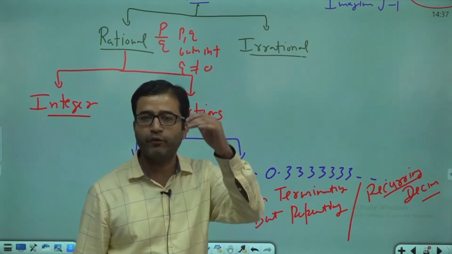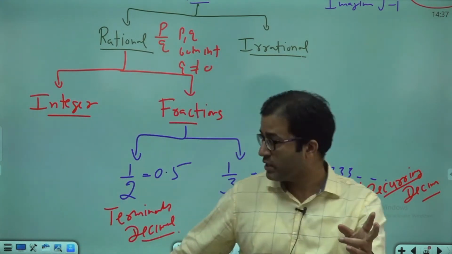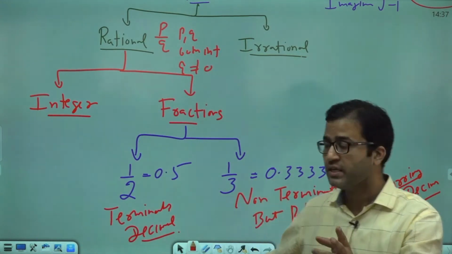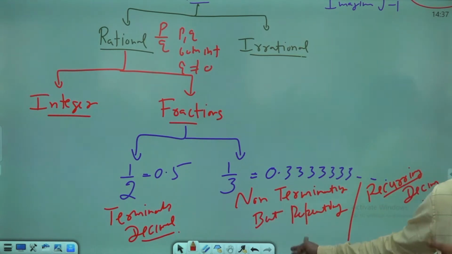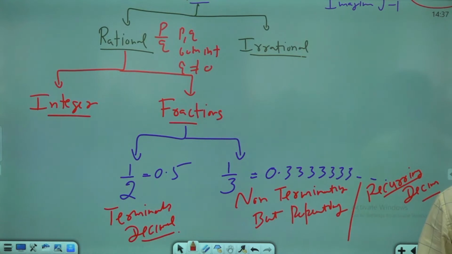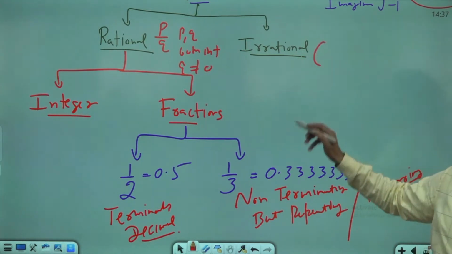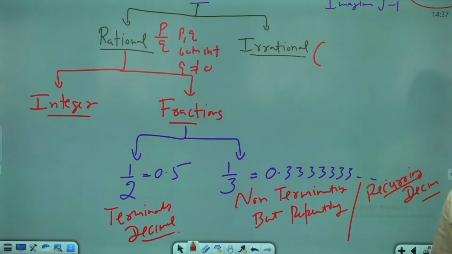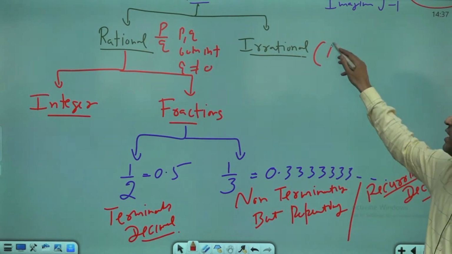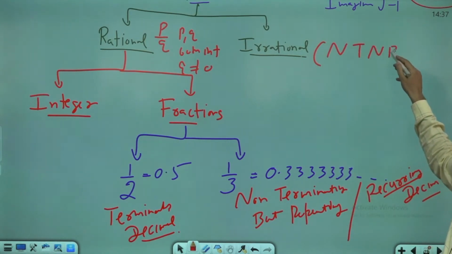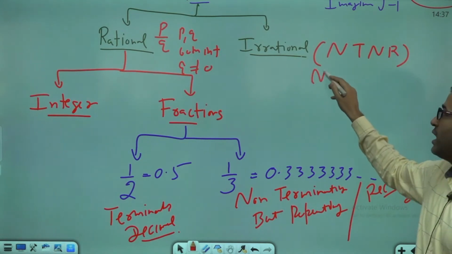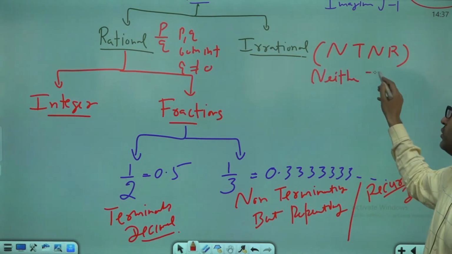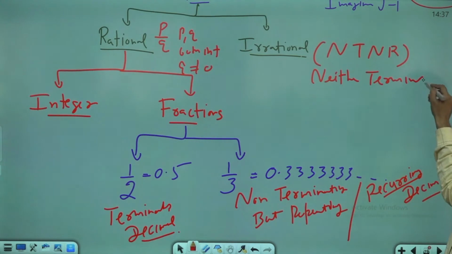We have 3 types of decimal. Tell me. One is terminating decimal, second is non-terminating but repeating. There is one more type of decimal we have, neither they terminate nor they repeat. And what are these? These are irrational numbers. Second definition of irrational number is when we convert this in decimal, neither they terminate nor they repeat. NTNR. So neither terminate nor repeat.